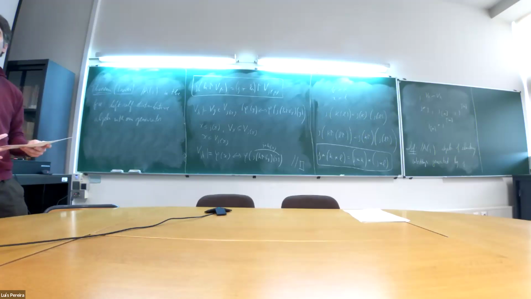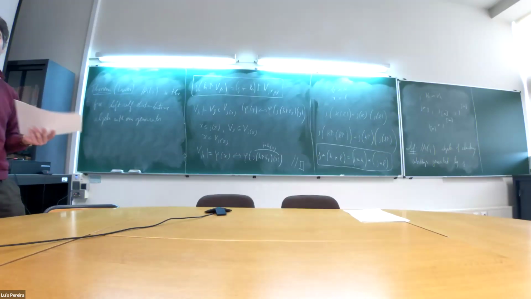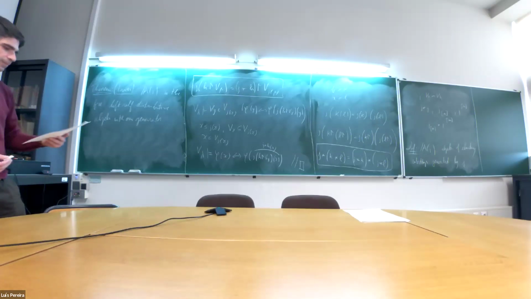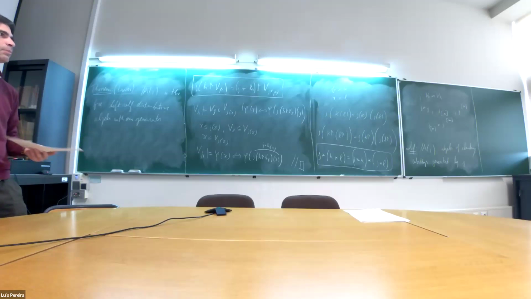In this context, J is just any elementary embedding from V_lambda into V_lambda, where lambda is the limit point of the critical points. It could be lambda plus 1, but we're not looking at that.